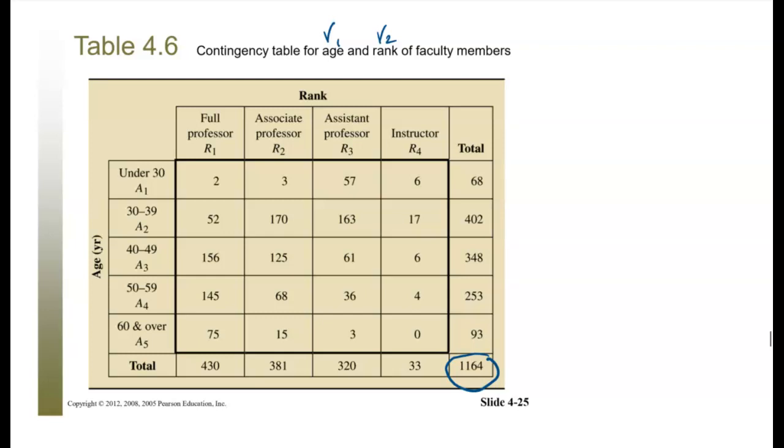But we're also looking at the faculty members' age. 68 are under 30, 402 are between 30 and 39, 348 are in their 40s, 253 in their 50s, and 93 are 60 and over. But each faculty member has a rank and an age. So for example, of the 430 that are full professor, 2 of them are under 30, 52 are 30 to 39, and so on. We can see that there are no faculty members, ages 60 and over, of the instructor rank. Instructor's the lowest rank. That's the rank most faculty are hired at.